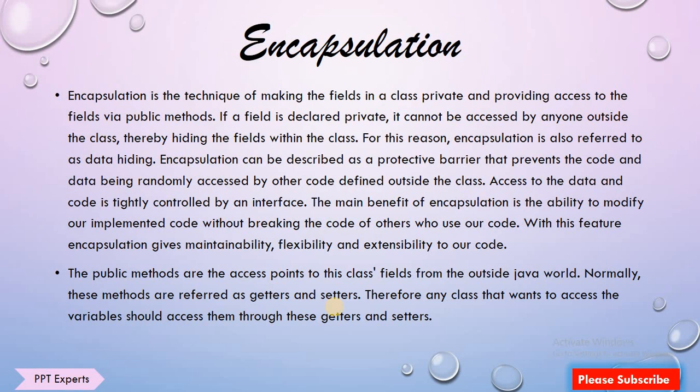The data would be hidden, and we can access it only through the public methods. The public methods are the access points to this class's fields from the outside Java world. Normally, these methods are referred to as getters and setters. Therefore, any class that wants to access the variables should access them through getters and setters.